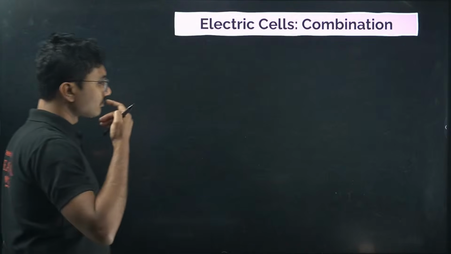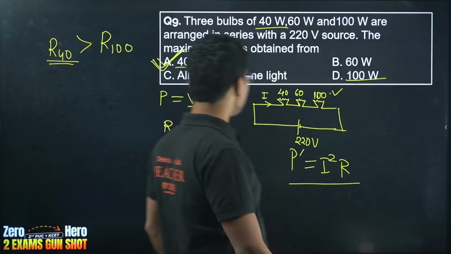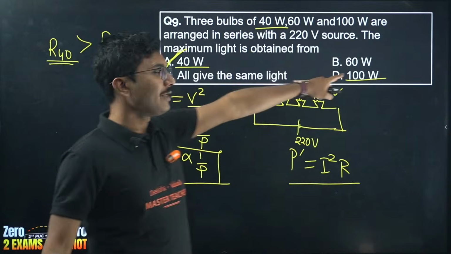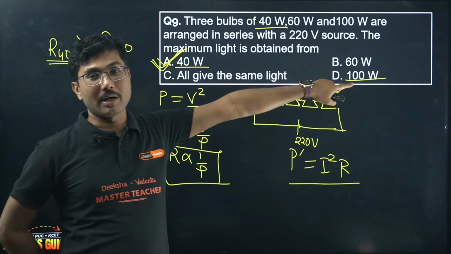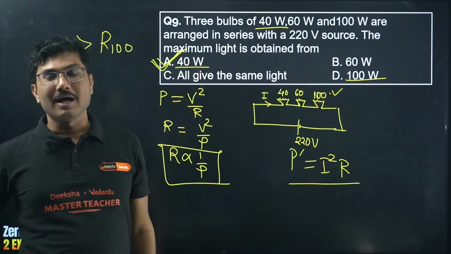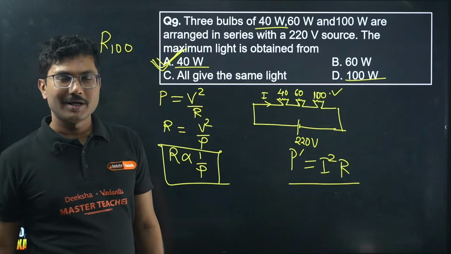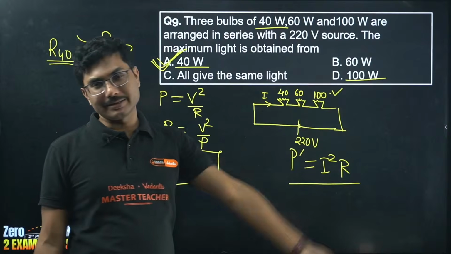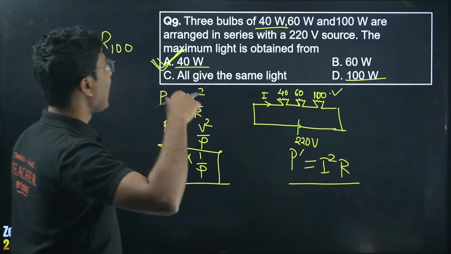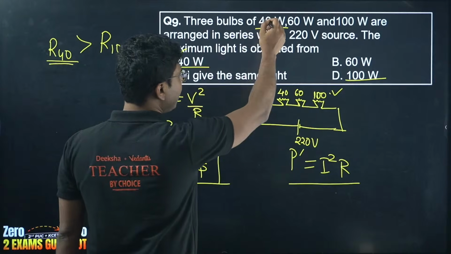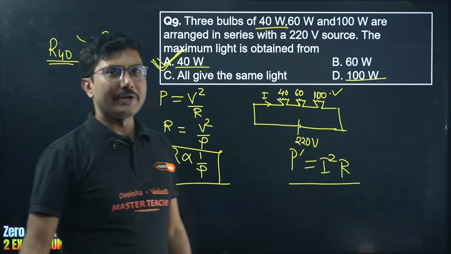Now, combination of cells is also very, very important. The answer is not 100, because it is connected in series. If it is parallel, 100 would have been correct. In series, smallest is correct. Smallest is the brightest, and in case of parallel, highest is the brightest. You can even calculate the power individually, assuming each is at 220 volt, but that will be a waste of time.